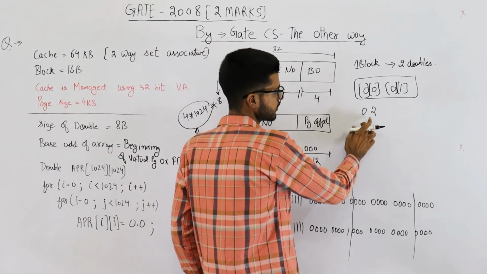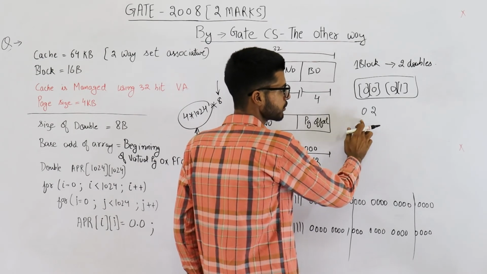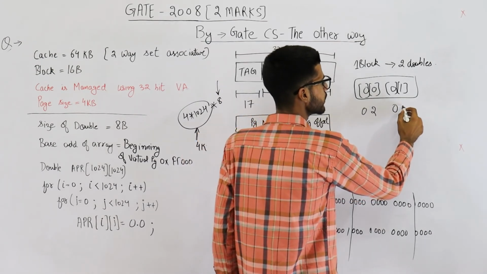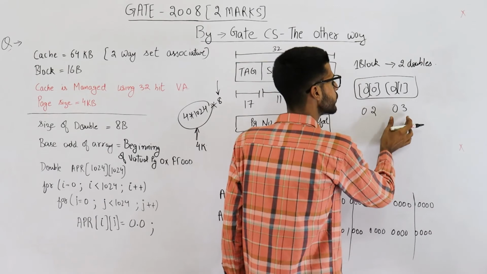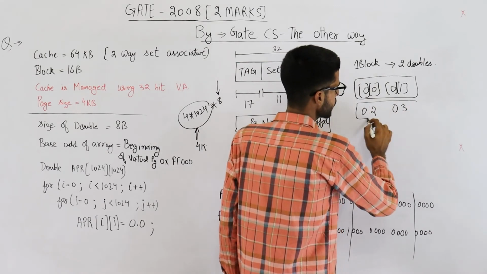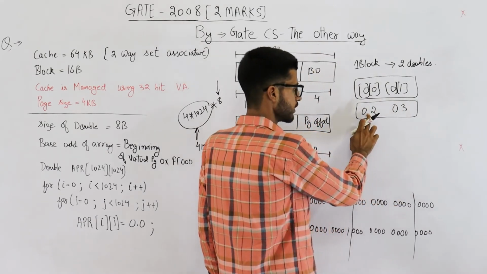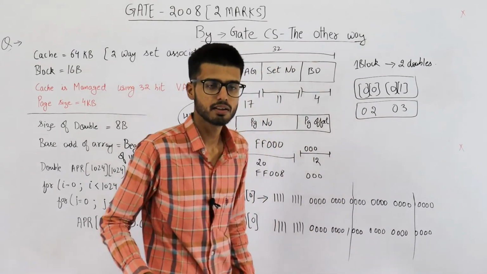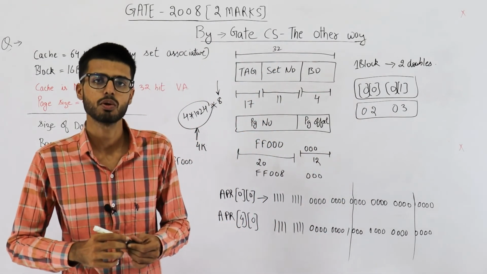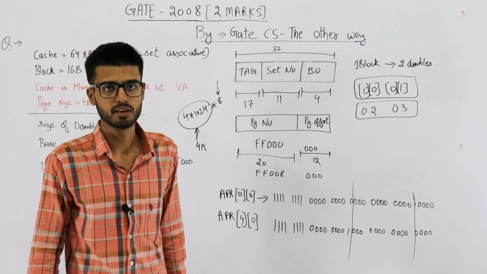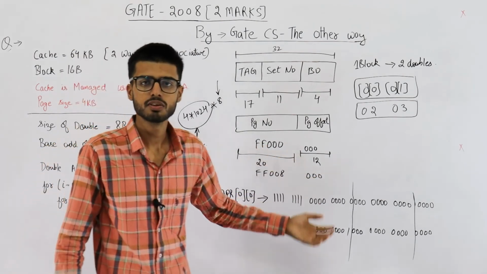For just servicing this cache miss, you will bring the entire block. That means along with this, you will also have 0, 3. Okay. So this is a miss, this is a hit. Similarly, you can see in each and every cache block, there will be one miss, one hit. So hit ratio is 50%.